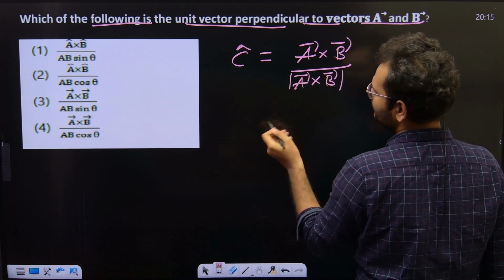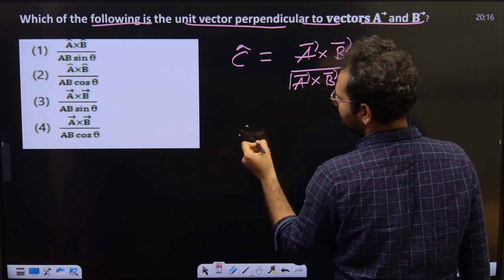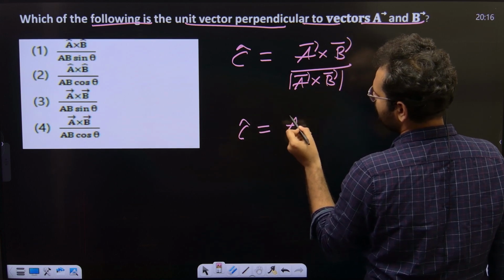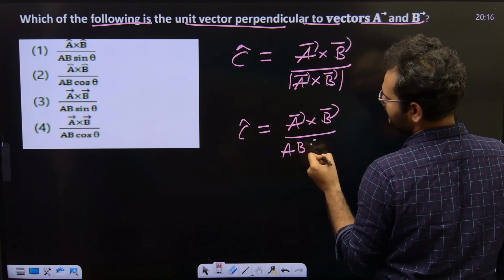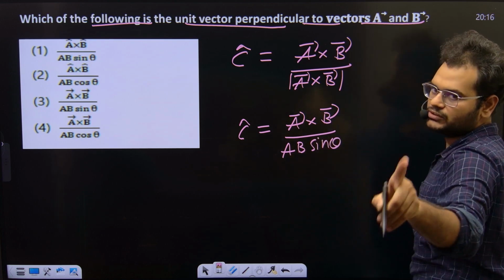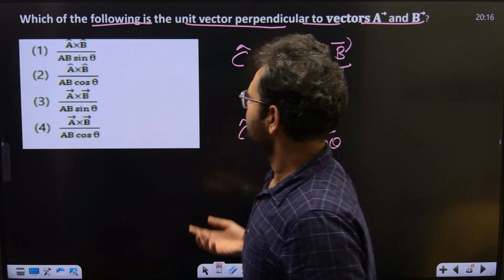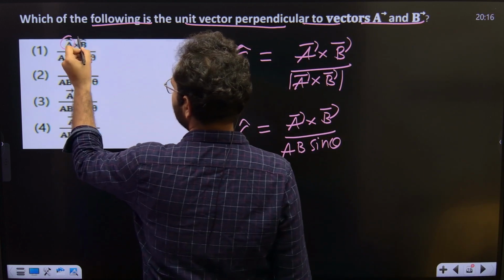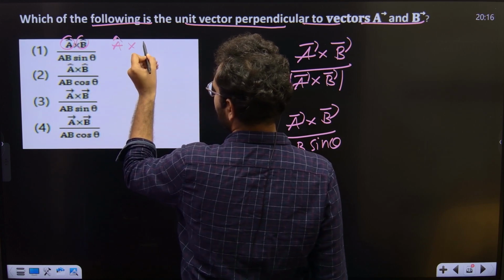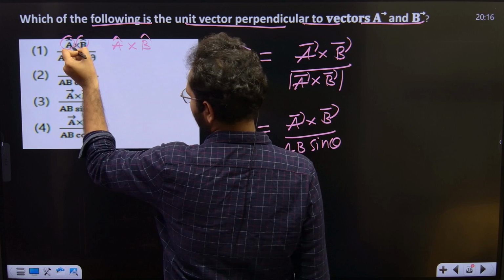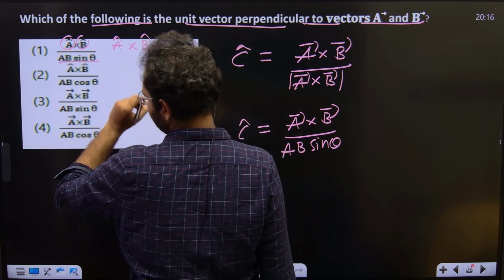What is A cross B magnitude? Come on, it is AB sin theta. So can I say C cap is equal to A vector cross B vector upon AB sin theta. Yes sir. Now focus on the options. See, this is the unit vector. This is how they have written. A cross B is in the numerator, and the denominator is AB sin theta.